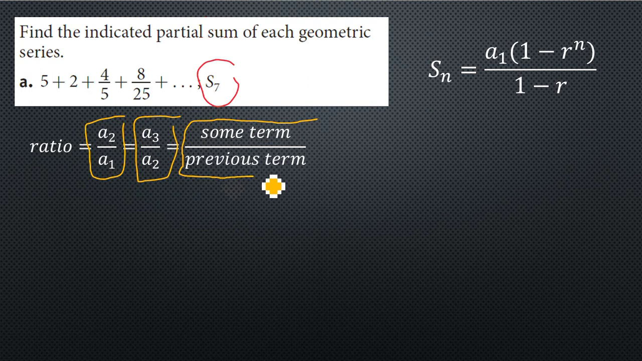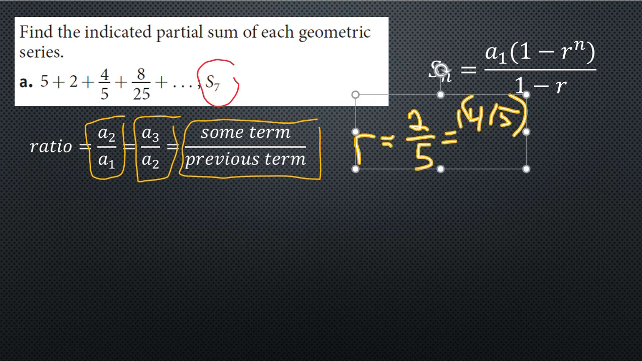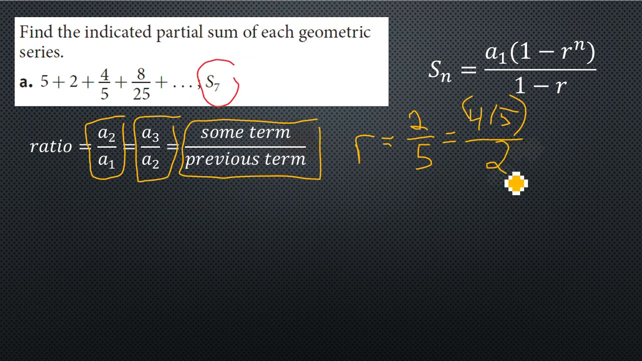If you take some term and divide by the previous term, you get our ratio. So how's that play out here? Well, our ratio is going to be equal to the second term divided by the first term. In that case, it's going to be 2/5. We could also calculate that by doing the third term, which is 4/5, and divide that by the second term, which in this case is 2. So when we divide 4/5 by 2, we get the same thing. We get 2/5. So we know our ratio. So sometimes you have to calculate your ratio first.